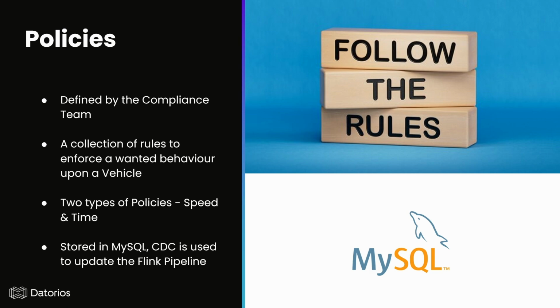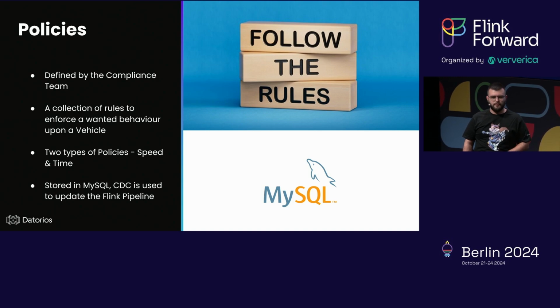Now, drum roll please, for the star of our show, policy. That's probably something you never thought you would hear, that policy is the star of a show. So our policies here are a collection of rules which are defined by our lovely compliance team. These policies have one of two types, time or speed. We use the speed policies to track if someone's driving too fast or too slow inside of a zone. And then we use time policies to track if they've been idling in a place for too long.